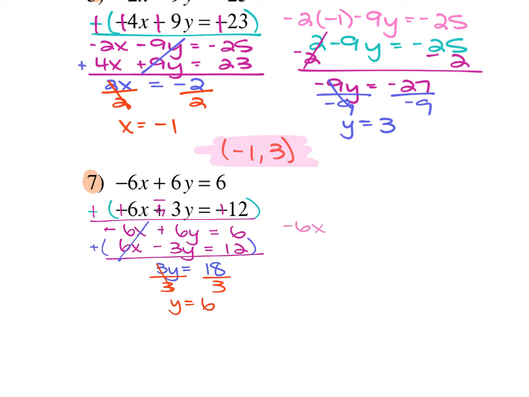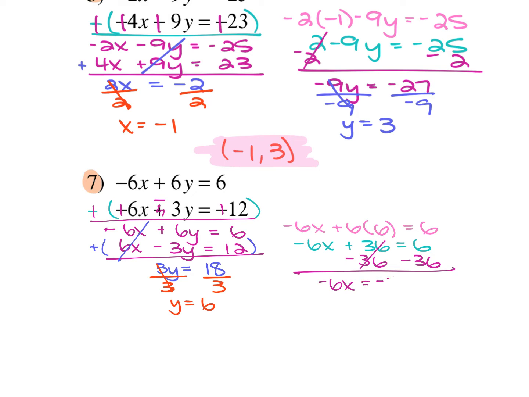So you have -6x plus 6 times y, which is 6, is equal to 6. The 6 times 6 is 36, so that's -6x plus 36 is equal to 6. Move the 36 over, subtract it from each side. So it leaves you with -6x is equal to -30. Divide each side by the -6, and x is positive 5. So if x is 5, y is 6, that means 5, 6 is your solution.